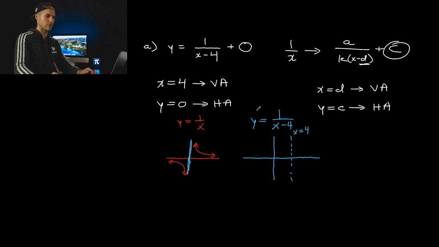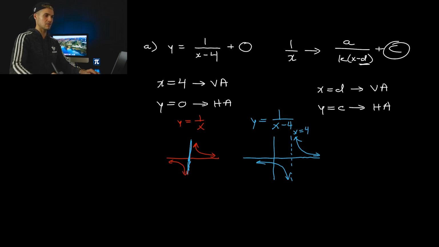So those are two different ways: just looking at the d value, or the x value that makes the denominator equal to 0. That's going to be the vertical asymptote. Or you could think about taking 1 over x and then shifting it 4 units to the right. Okay, and so the way that the function is going to look is basically like that. The horizontal asymptote stays at 0 because the function wasn't shifted up or down. If it was shifted up or down, that would change the horizontal asymptote.